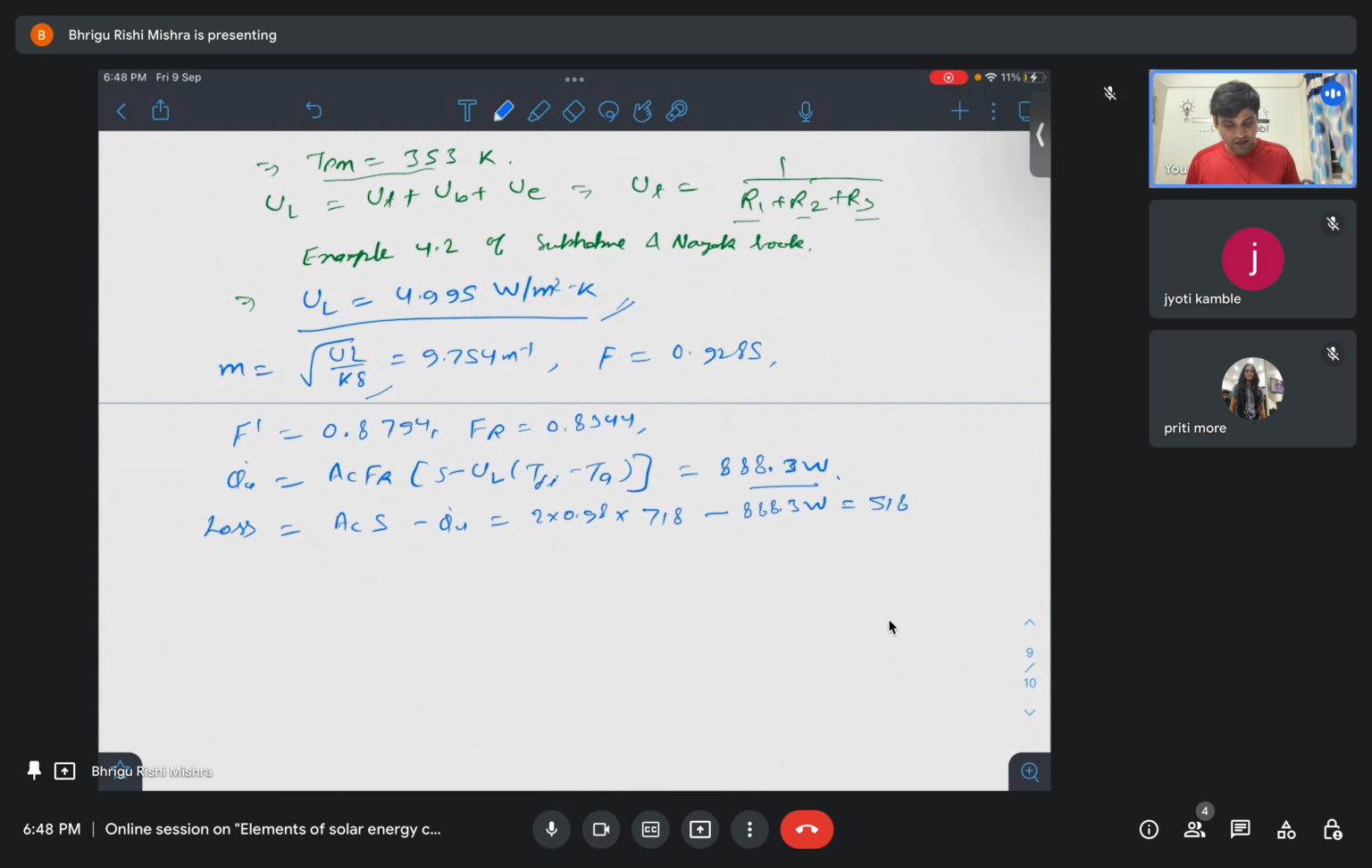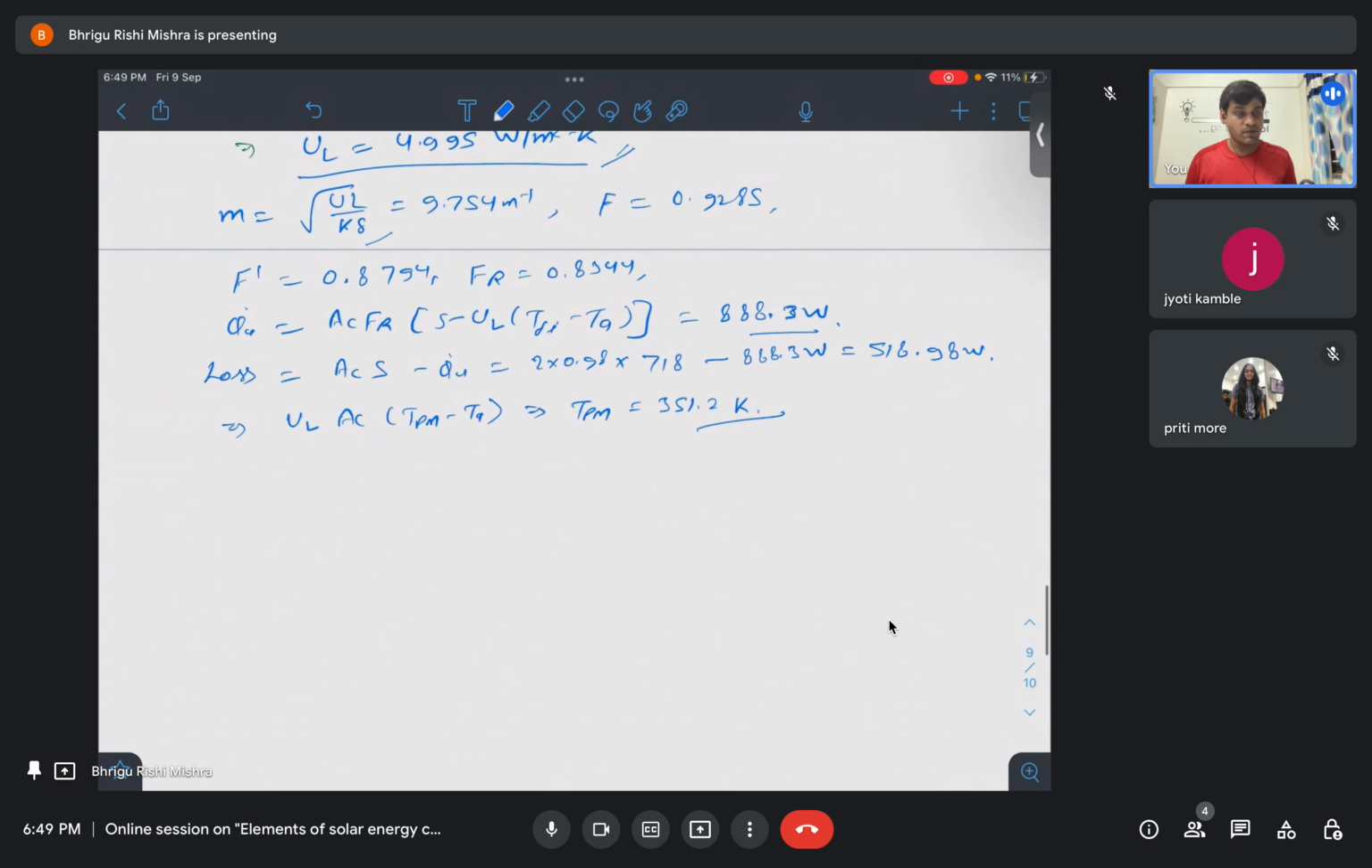so it turns out around 518.98 watt. And the loss is nothing but UL into Ac into TPM minus TA. So you can calculate TPM, which is 351.2 Kelvin. This is the average temperature of the absorber plate. So we have calculated all these values.